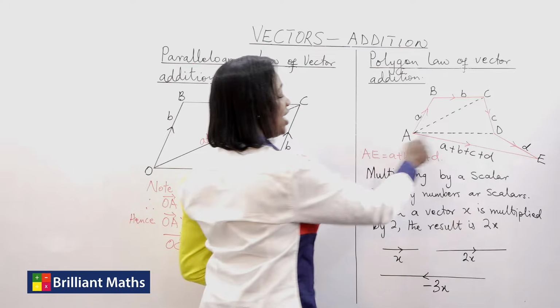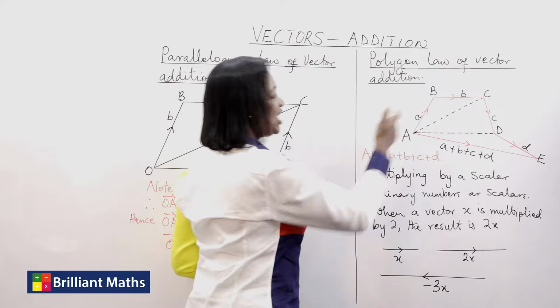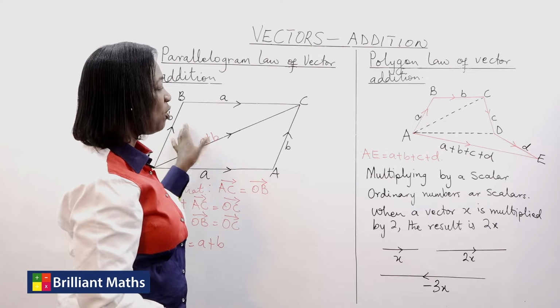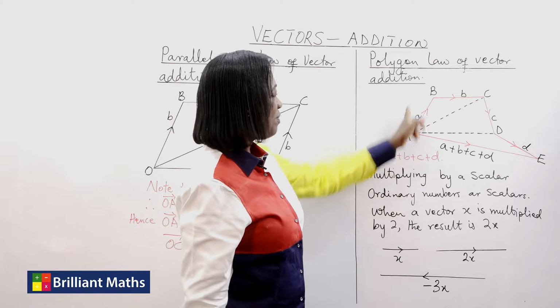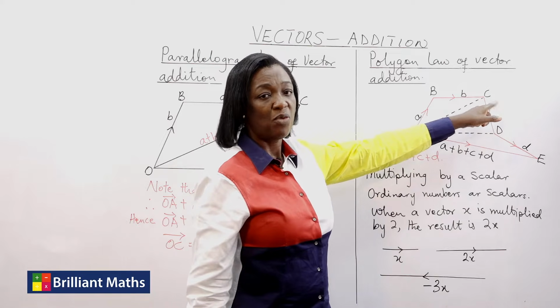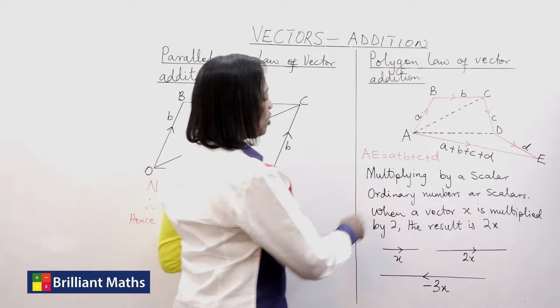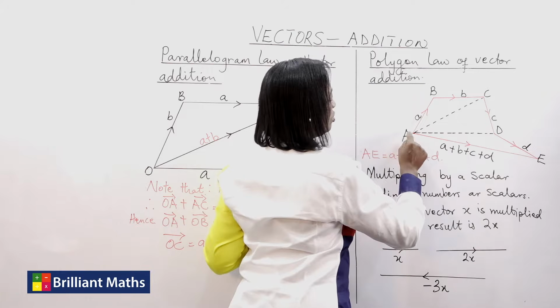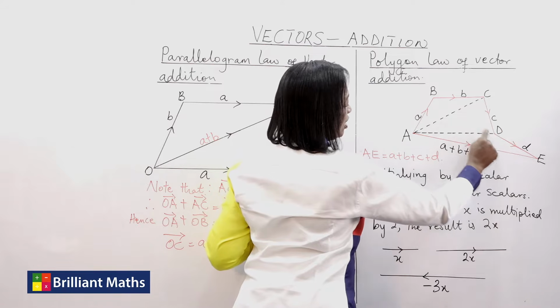So to go from A to E, you go all the way round. This is an extension of the parallelogram law because we have established that AB plus BC is equal to AC. We had already established that. So using that concept, we have that AE is equal to AB plus BC plus CD plus DE.